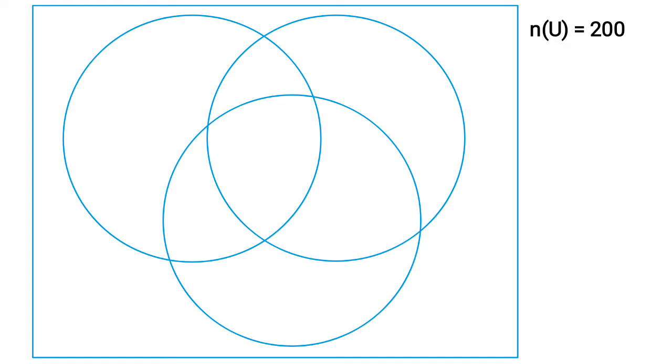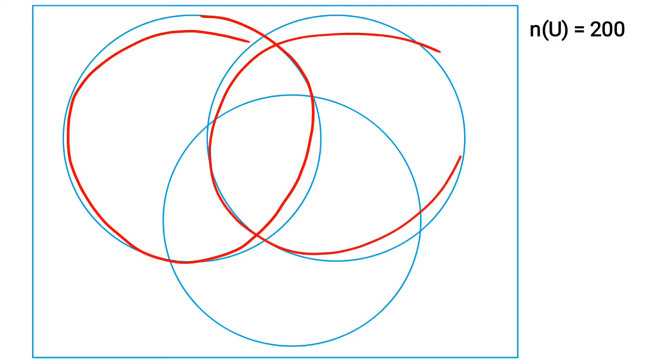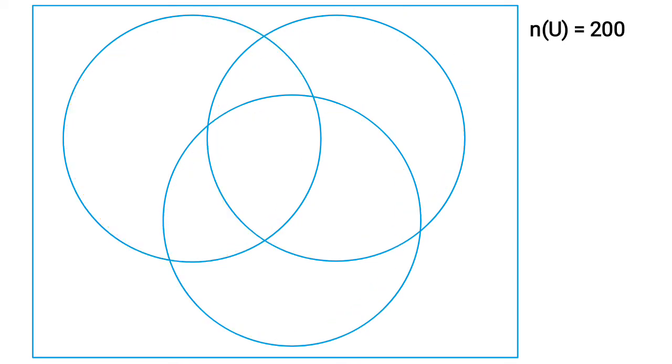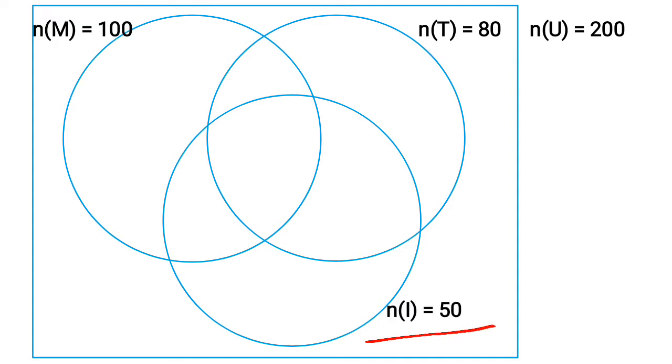After you have identified our universal, the next thing is to identify our circles. So we identify this circle, that circle, and the other circle. Were we given? Yes, we were given number of M, which is 100. Those who complained of malaria, they were 100. And then those who had toothache, number of T, which is 80. Then number of patients who were injured were 50.